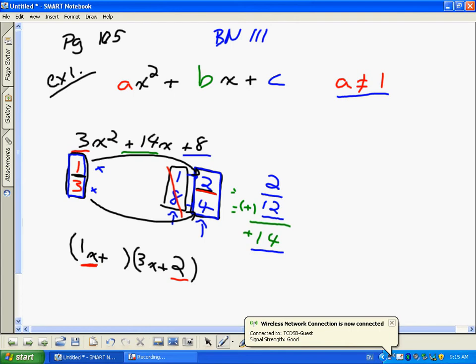Which leaves us only one option left for our 4, which is still going to make sense because we multiplied the 3 by the 4. So our 3 is in this bracket, which means our 4 has to go in the other bracket. So there's a lot of mental math to this. I know it can be confusing.